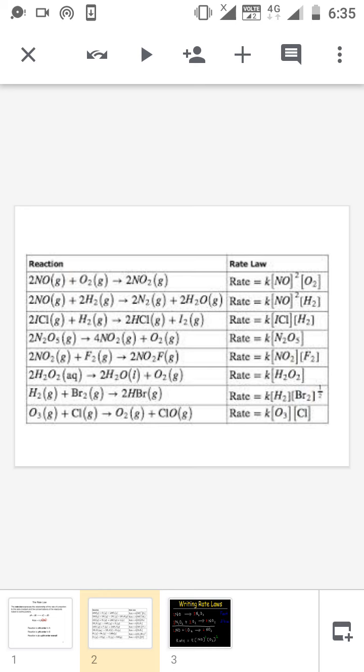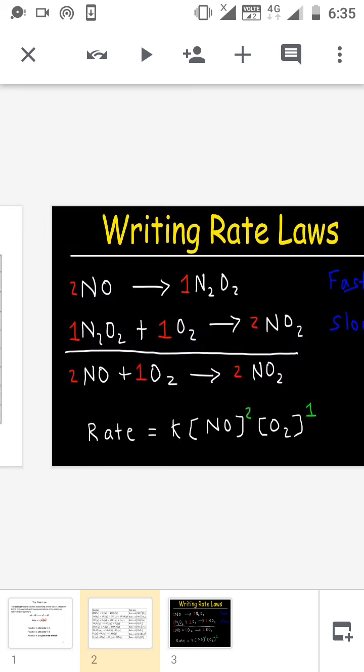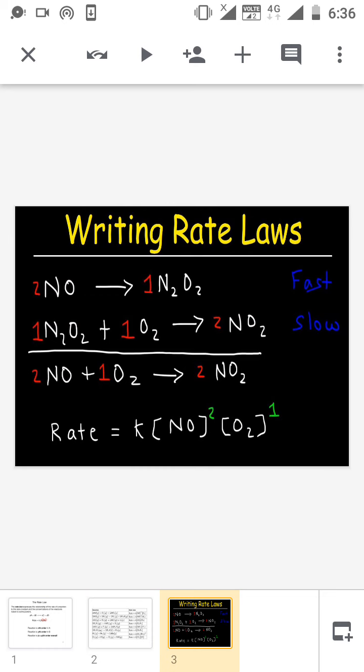Sometimes a chemical reaction consists of two or more steps. Here the overall reaction is 2NO plus O2 gives 2NO2. But this reaction consists of two steps. The first one is 2NO gives N2O2, which is a very fast step. The second step is N2O2 plus O2 gives 2NO2, but this step is very slow.